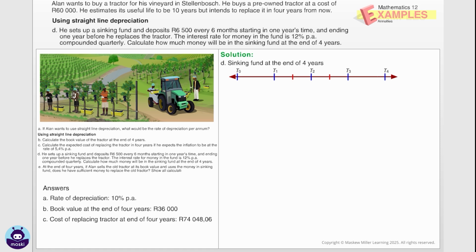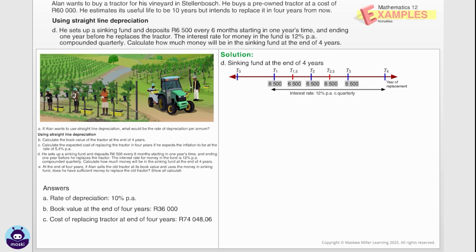Now, let us read the problem again carefully. Deposits 6,500 rand every 6 months, starting in 1 year's time. So, the first payment will be 1 year from now, which is denoted by T1 in the timeline. The deposit is made every 6 months and stops 1 year before he replaces the tractor. We know that he plans to replace the tractor in 4 years. So, we can continue to make the deposits every 6 months until T3. We note the interest rate for the sinking fund below the timeline.